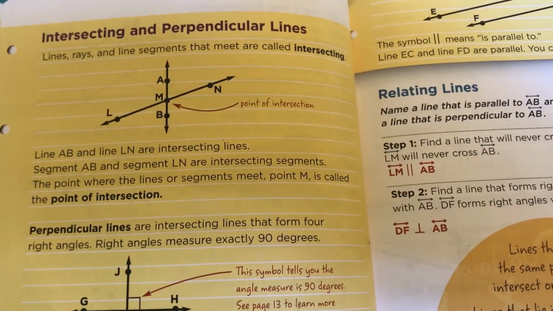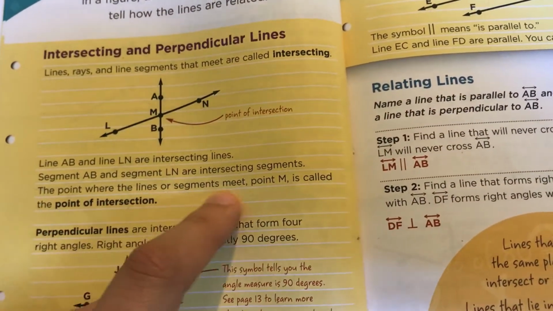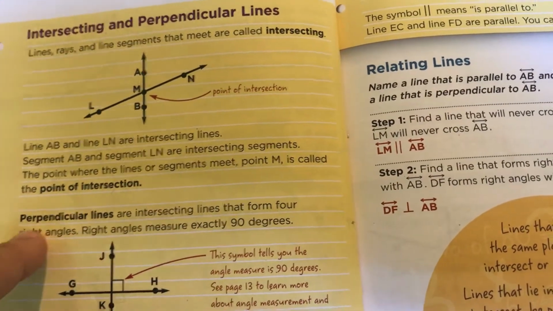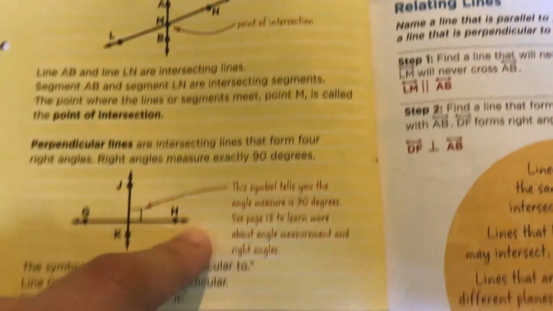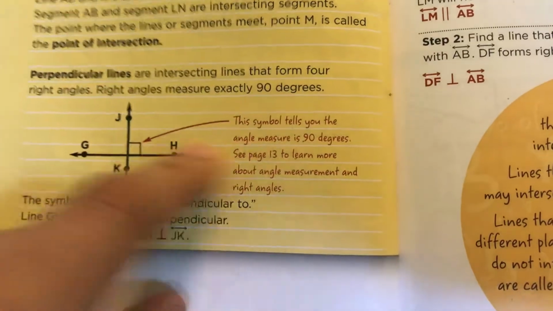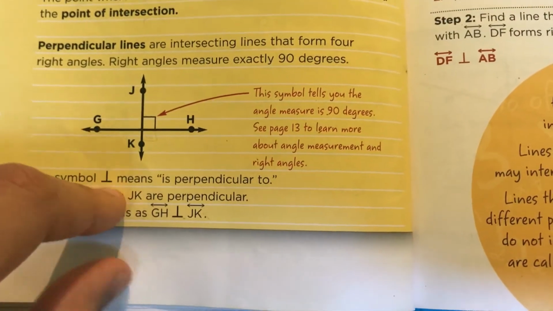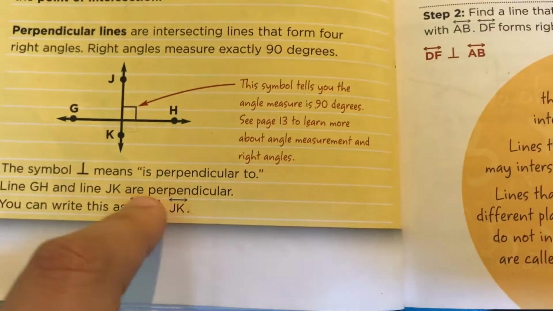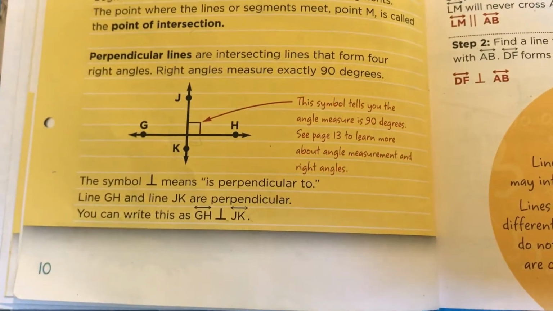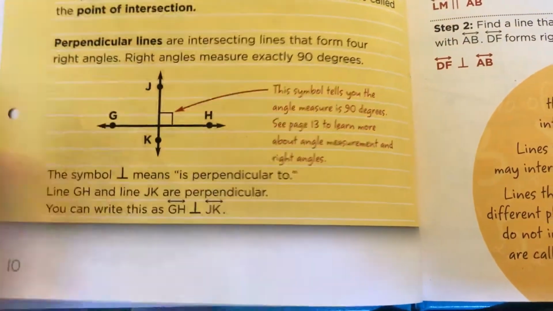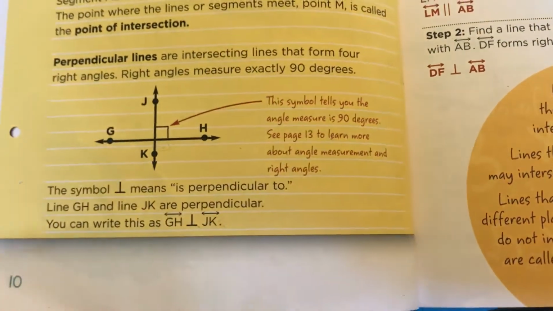Segment AB and segment LN are intersecting segments. The point where the lines or segments meet, point M, is called the point of intersection. Perpendicular lines are intersecting lines that form four right angles. Right angles measure exactly 90 degrees. That symbol tells you the angle measures 90 degrees. This little symbol that looks like an upside down T means is perpendicular to. Line GH and line JK are perpendicular, because you can write this as GH perpendicular to JK.